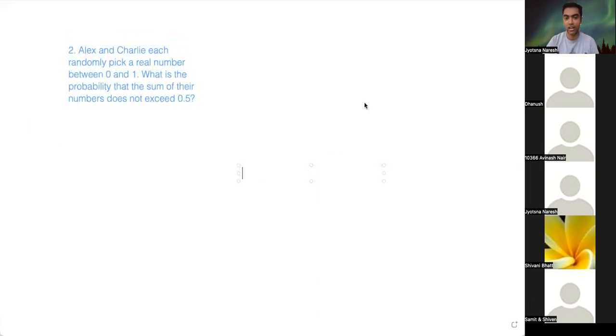That's a little higher, but maybe let's start off with thinking about this. This is actually very similar to one of the problems from the previous week. So let's try drawing something out and then we'll see if that helps anyone. Okay, so Alex and Charlie are both choosing a number between 0 and 1. So let's draw a square corresponding to all the possibilities.